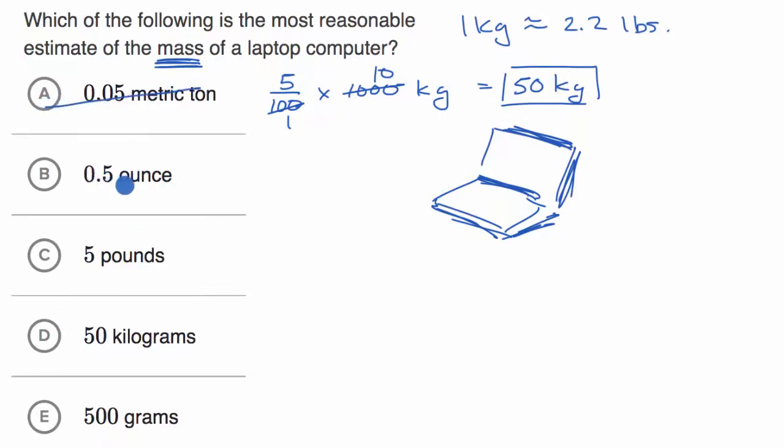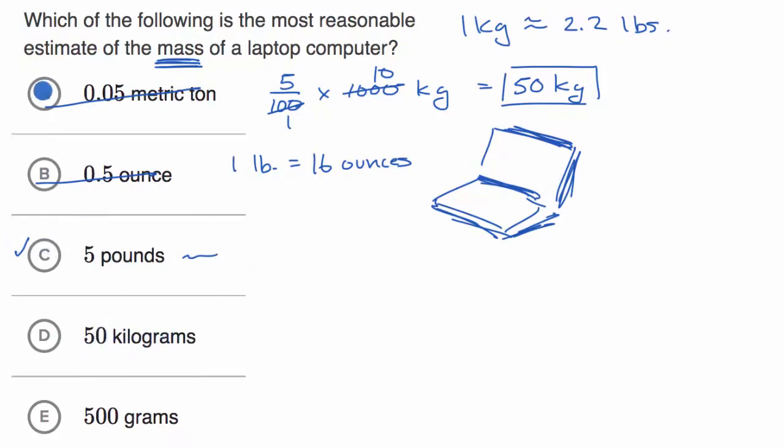Here we have half an ounce. Just as a reminder, 1 pound is equal to 16 ounces. So this is half of a 16th of a pound. Laptops are getting lighter every day, but they aren't this light. This next choice is 5 pounds. Well, this seems to match our intuition that a laptop would be several pounds. So this one is looking pretty good. I like that one. Before I circle it in, let me look at the other choices.